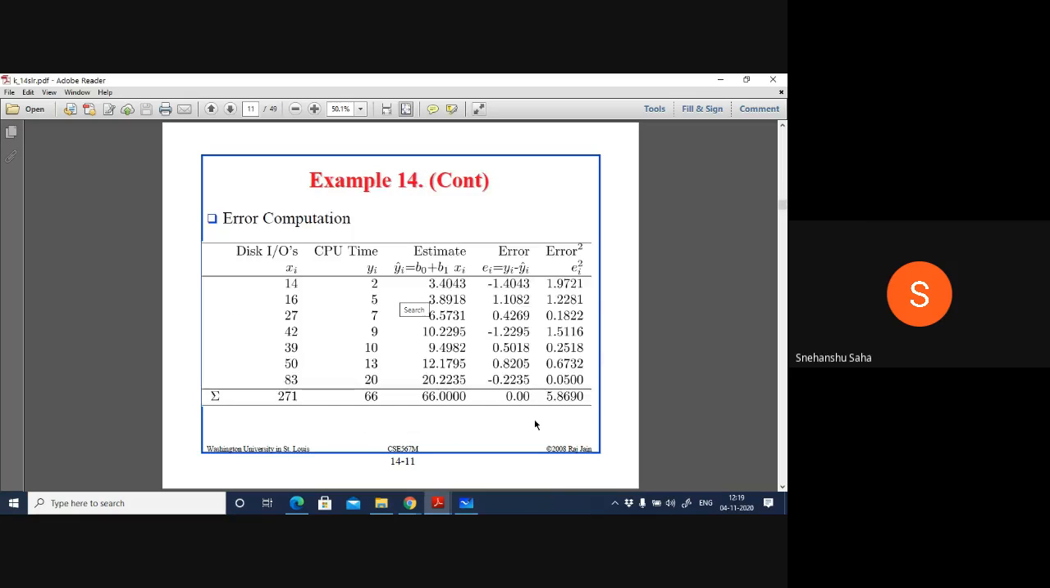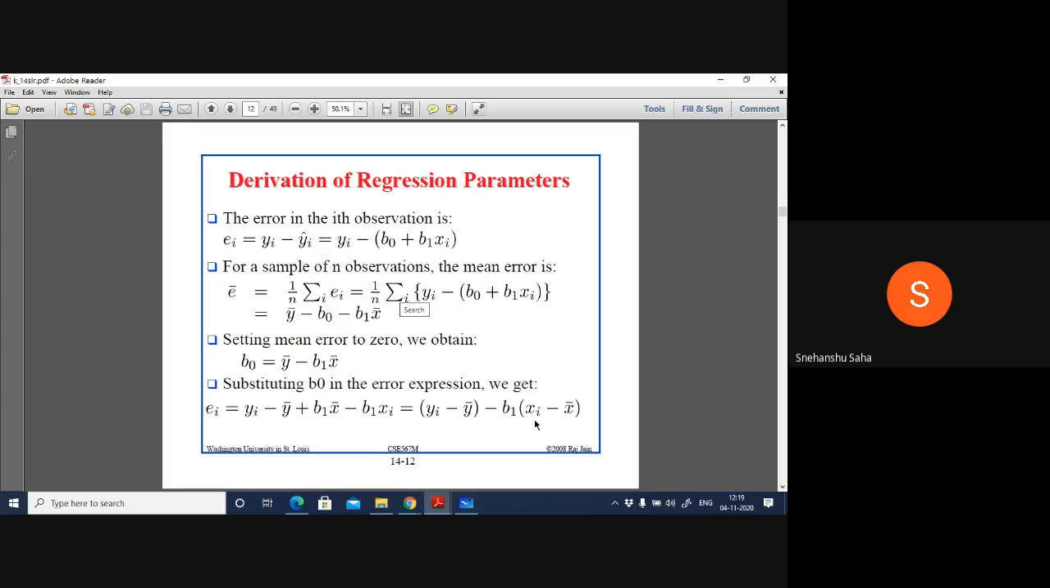Having said that, let's just go to the derivation of the regression parameters, which is the model estimation, right? So we know typically that the error at each observation, the error at the ith observation, is nothing but the difference between the actual value and the fitted value, right? Okay, and this fitted value comes from your regression model. You can read this off either as beta naught plus beta 1 xi or just b naught plus b1 xi. Okay, and so for a sample of n observations, your average error has to be this.